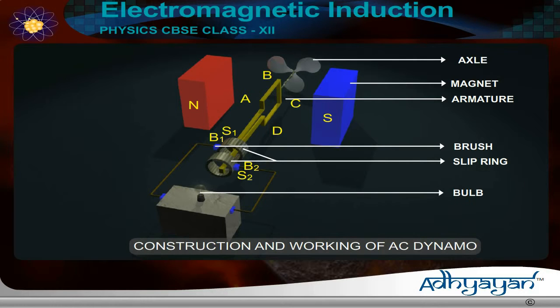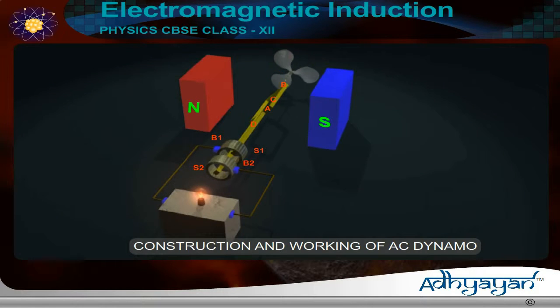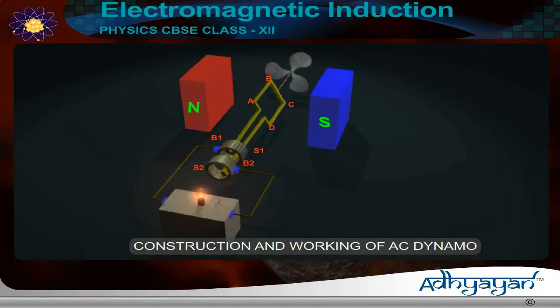Working. Initially, the plane of the coil is perpendicular to the magnetic field. End A is connected to S1 and end D to slip ring S2. By turning the axle, the coil is rotated clockwise. By Fleming's right-hand rule, the direction of induced current in the coil is along ABCD. In the external circuit, the current flows from brush B2 to brush B1 through the load.